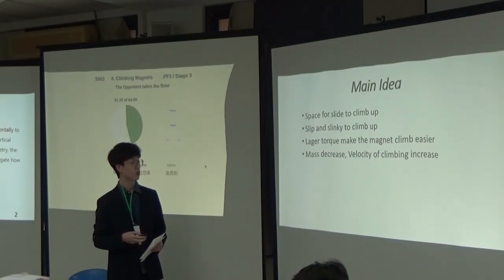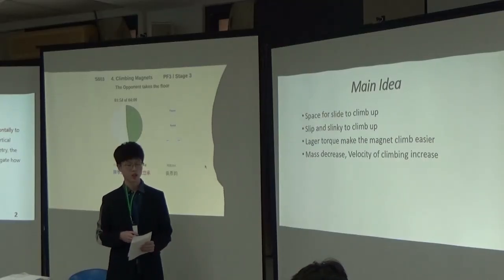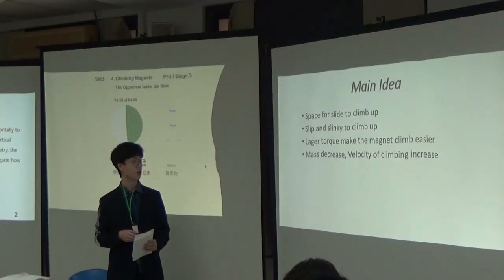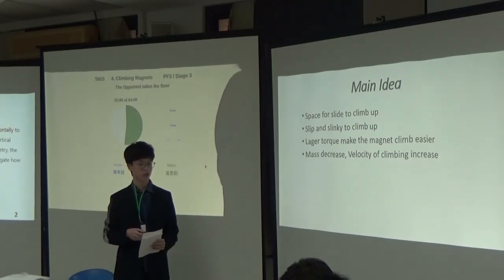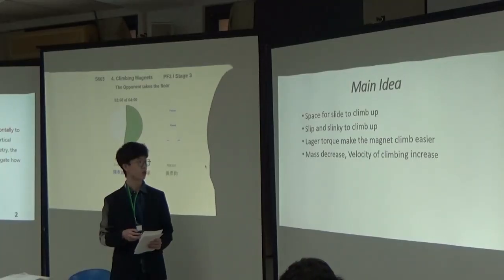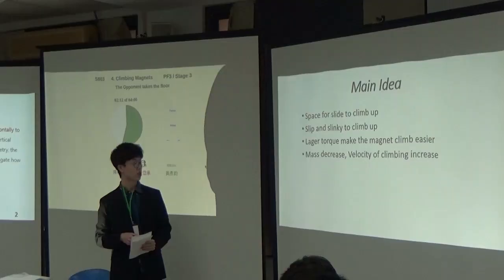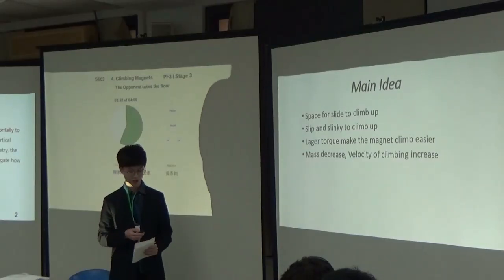The main idea of the experiment is the space for the slide to climb up, and also the slip and sling to make the magnet climb up. And also they mention the larger torque makes the magnet climb easier. And when the mass decreases, the velocity of the climbing magnet increases.